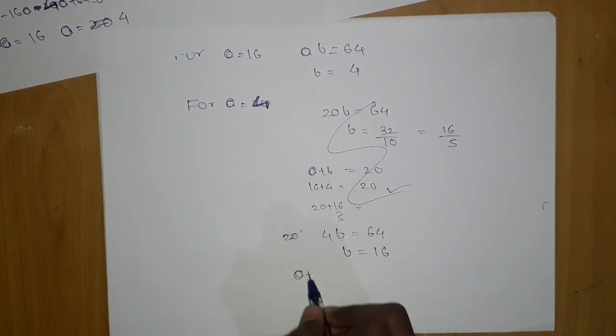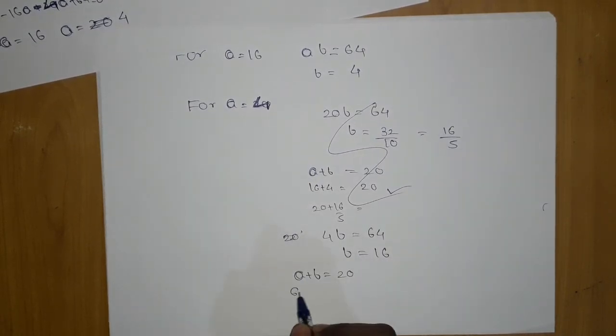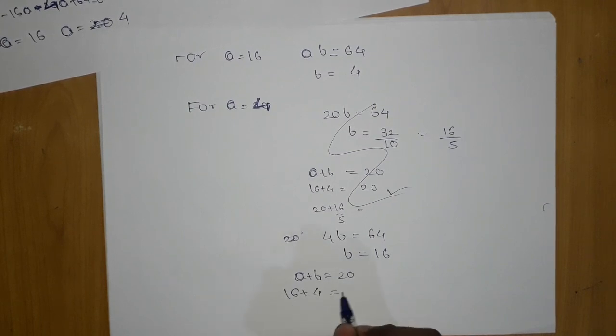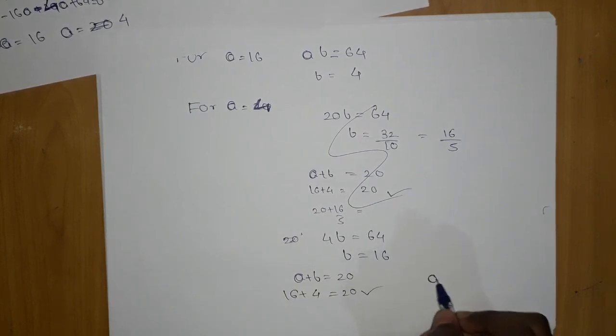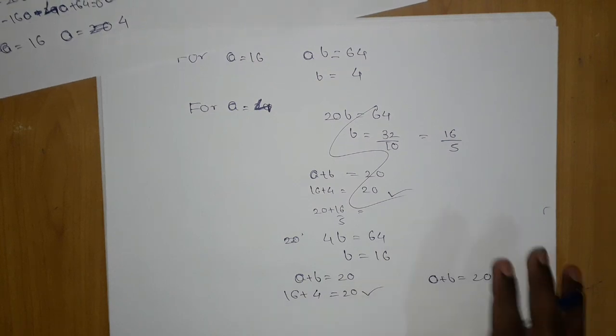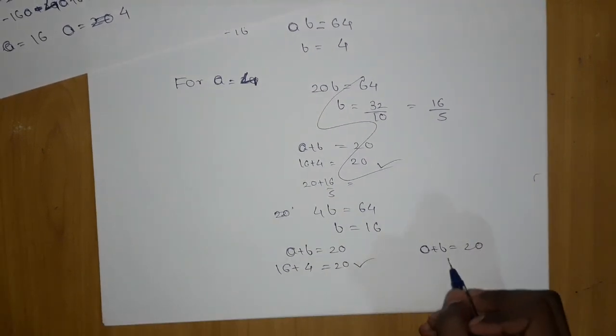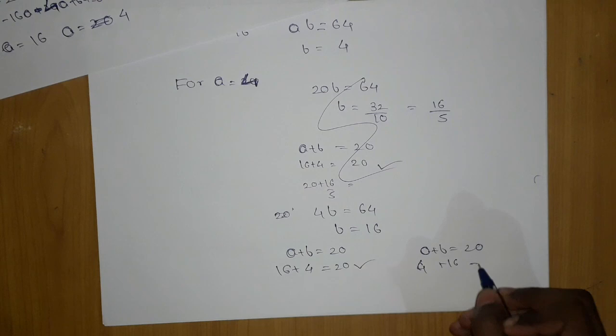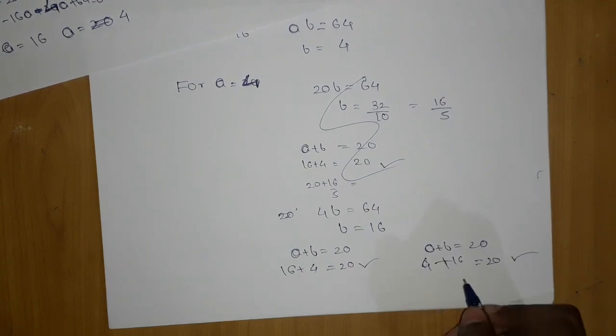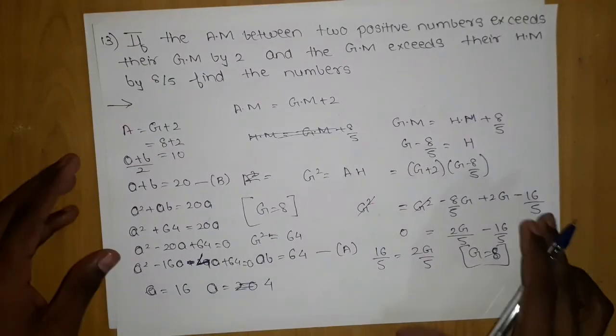Now let's check. A plus B should be equal to 20. 16 plus 4 will give me 20, right? Now again, A plus B should be equal to 20. Here B is 16 and A is 4. It's also giving 20, so this is also right. Okay, so this was the last question.